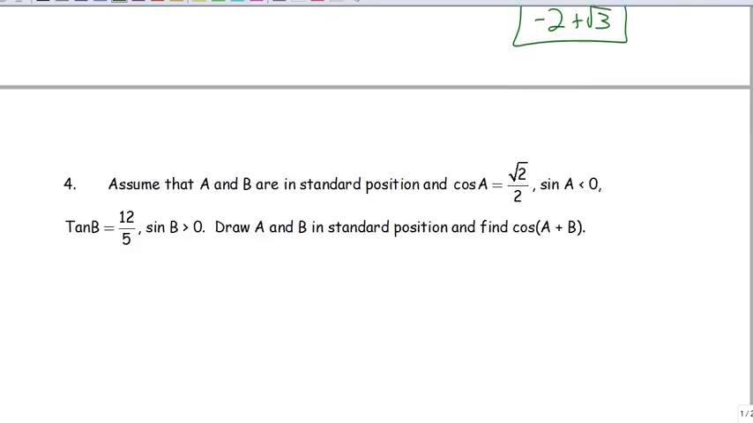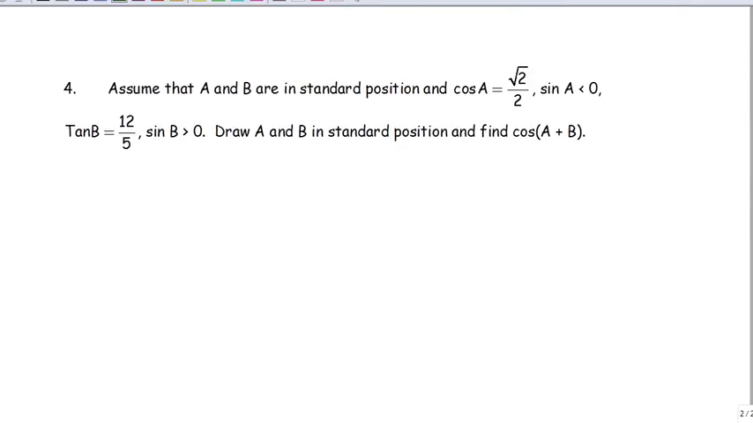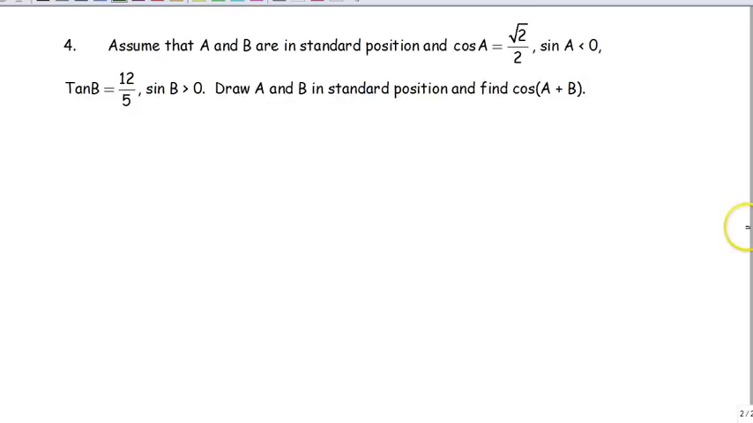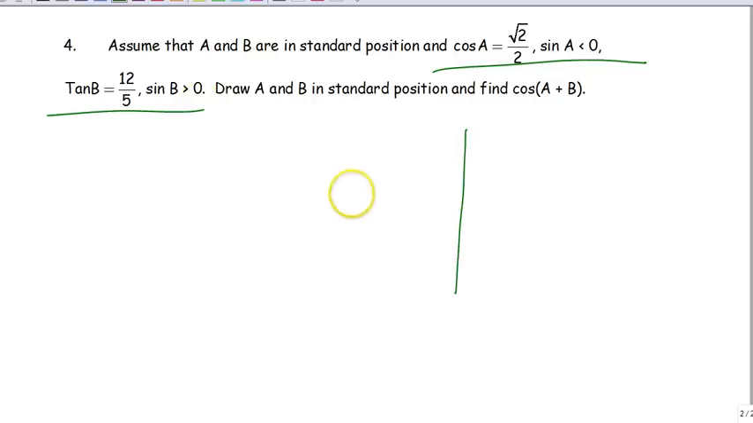Alright, now, number 4, assume that A and B are in standard position and cosine of A is root 2 over 2, sine A is less than 0. So this is kind of what we were doing before, except we have two different angles here. So just do these problems independently of each other, first of all. So we have cosine of A is root 2 over 2. So that means positive root 2 over 2. Hopefully you guys realize that's like a 45 degree, even though it doesn't matter. We don't need the actual angle.